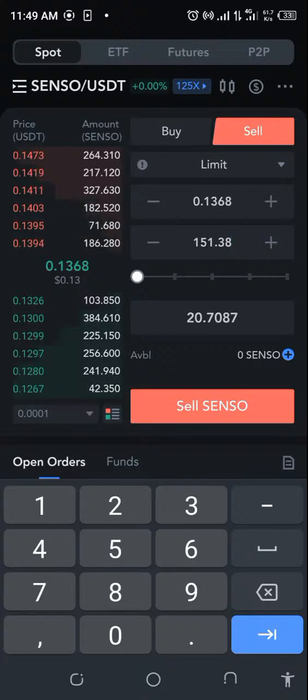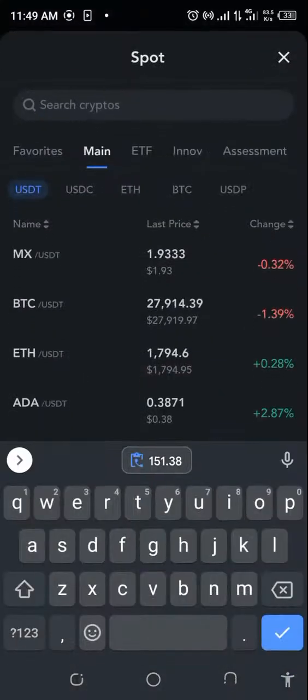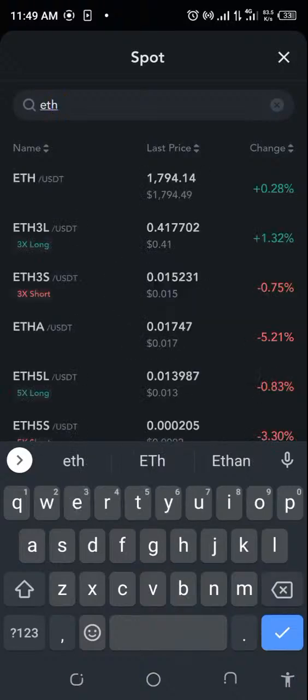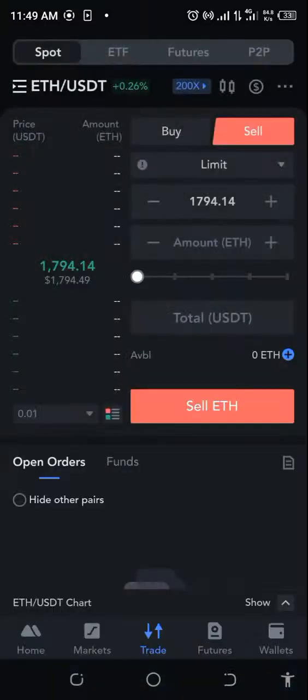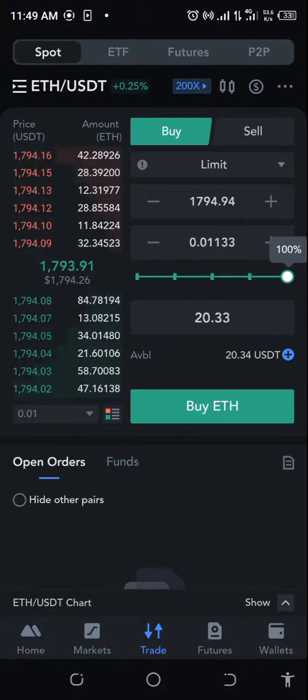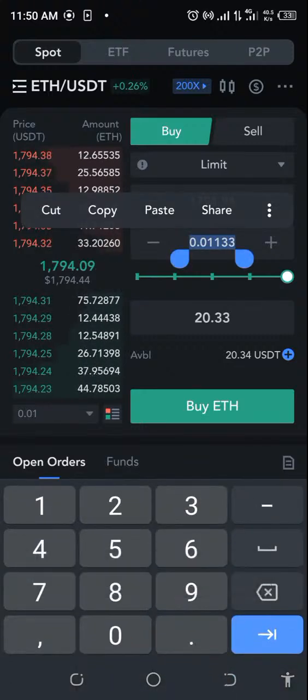So let's go ahead. We need to buy ETH. Now, I hope by the time we are done, we will still have this. Anyways, let's quickly go and do this. Okay. So that's ETH. First thing we need to do is buy ETH. And then, how much is it picking up? Just about 20.33. Let's go ahead and buy.